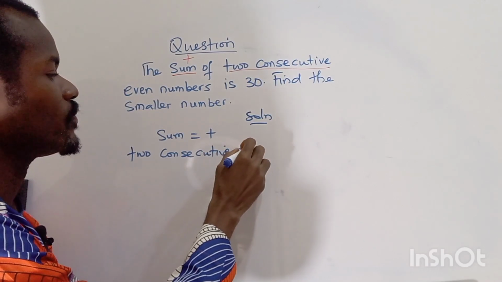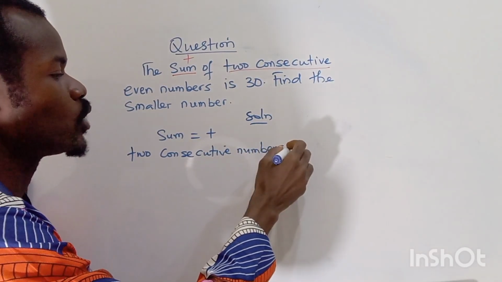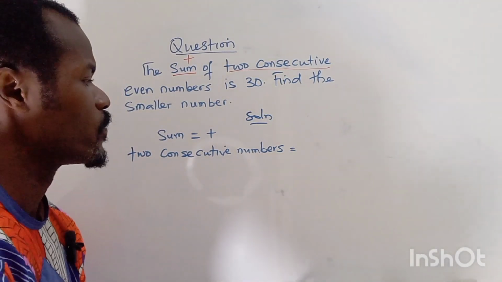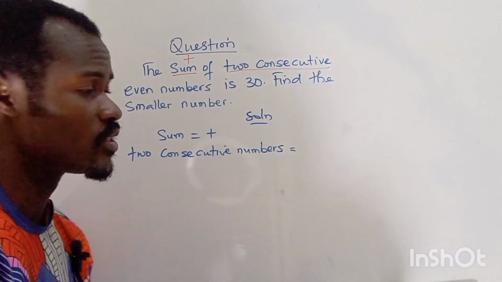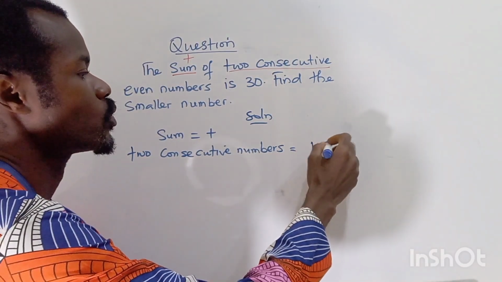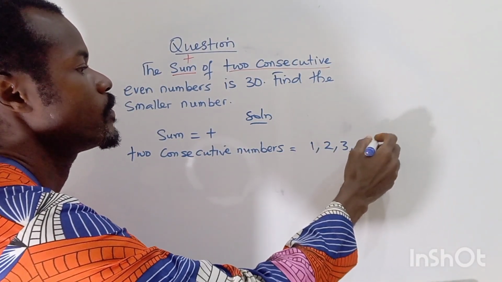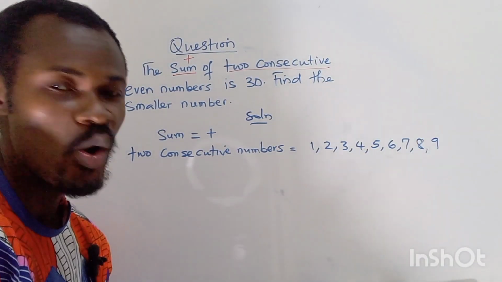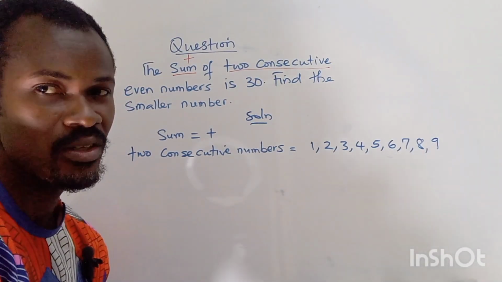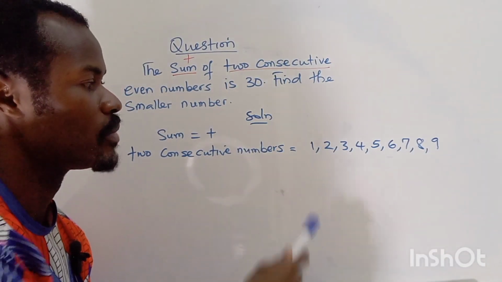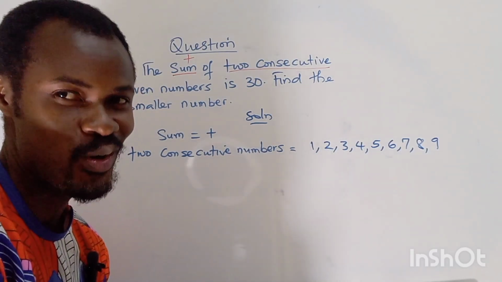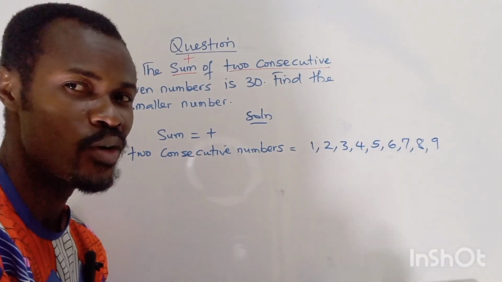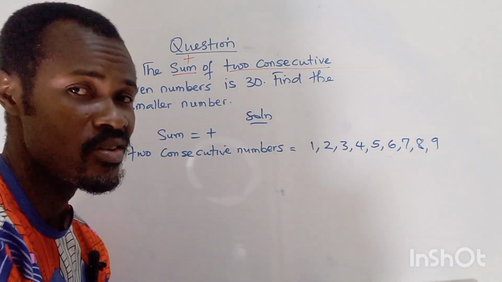And when we say consecutive numbers in maths, what we want to understand is numbers that follow one another. For instance, we can say we have 1, 2, 3, 4, 5, 6, 7, 8, 9. So all these are consecutive numbers. So if I say two consecutive numbers, 1 and 2 are consecutive because they follow one another. Now, 2 and 3 are consecutive because after 2 you have 3. 3 and 4 are consecutive.